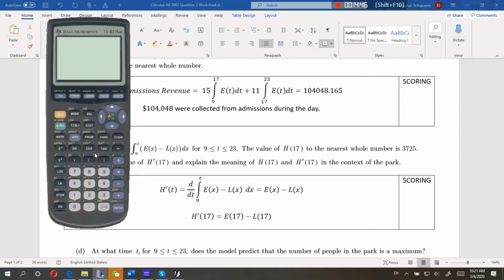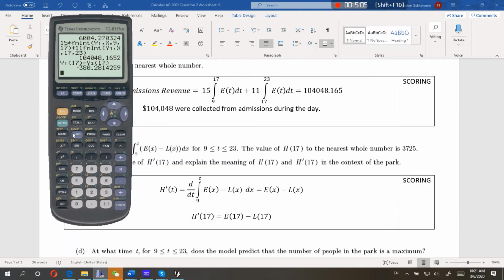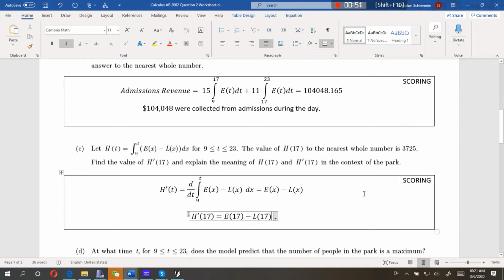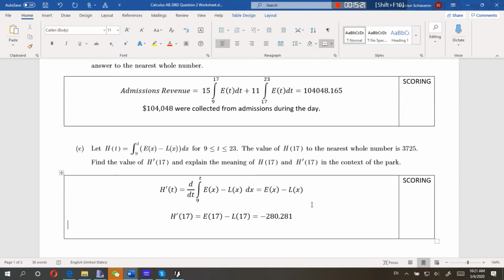Okay, and I'm going to throw that in the calculator. So this is e at 17, variables, y variables, function y1 at 17, minus variables, y variables, function y2 at 17. That gives me negative 380.28. Okay, and then we need to write what these mean. So first, what does h at 17 mean? And then what does h prime at 17 mean?